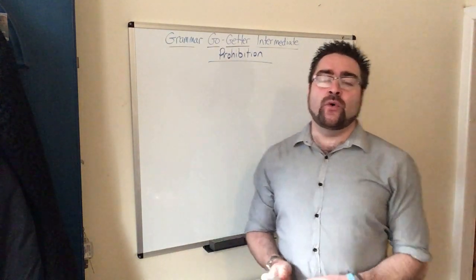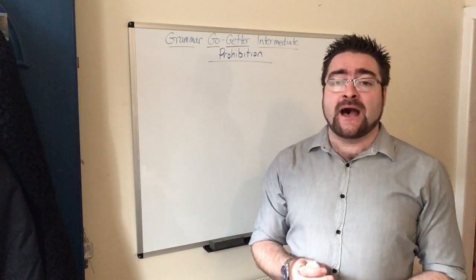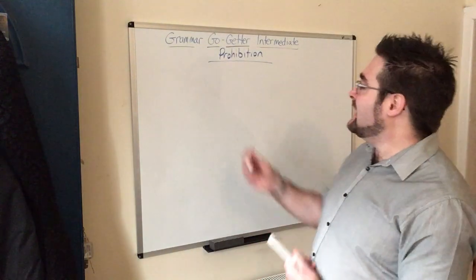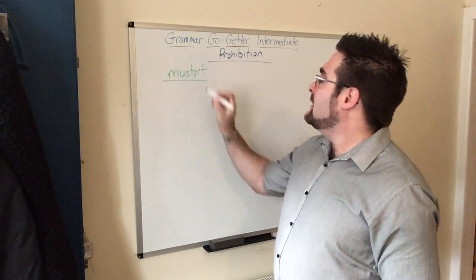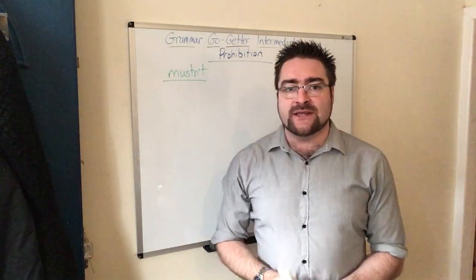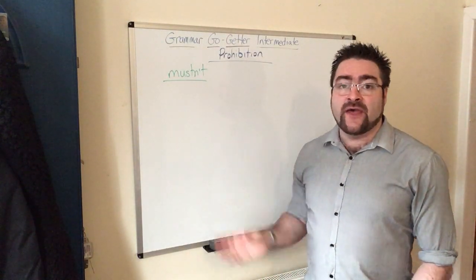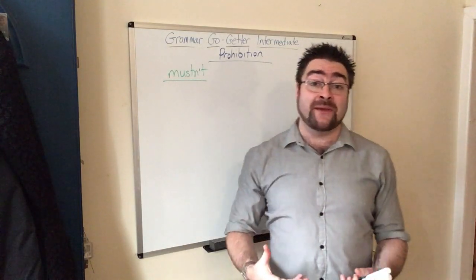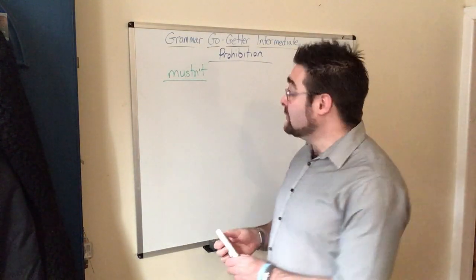Hi, in this video we're going to talk about modal verbs of prohibition, and the main one for this is mustn't. Now remember that prohibition means that it is not allowed. If you do this thing, then you will be punished or something bad will happen to you. So let's take a look at some examples.